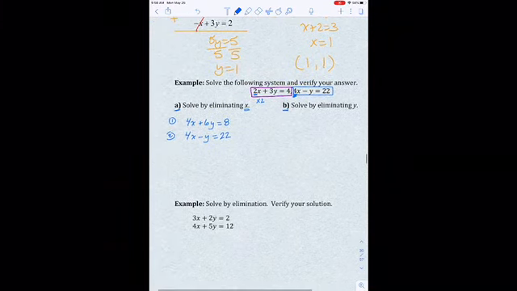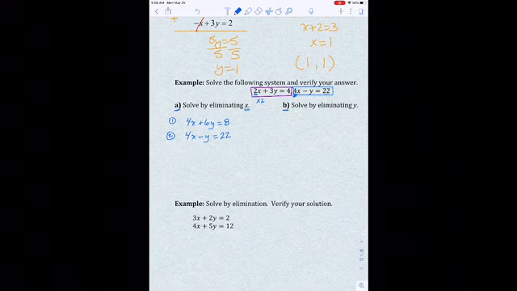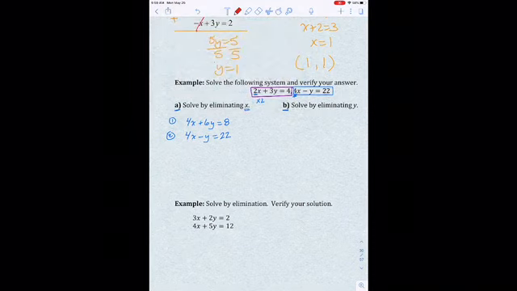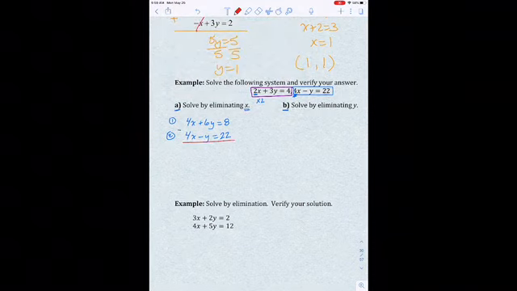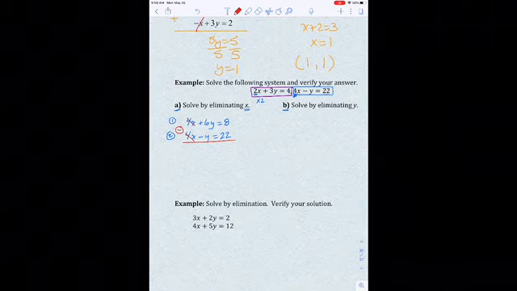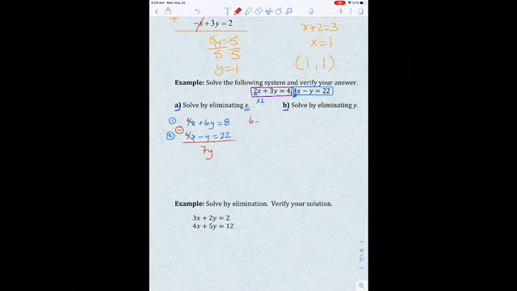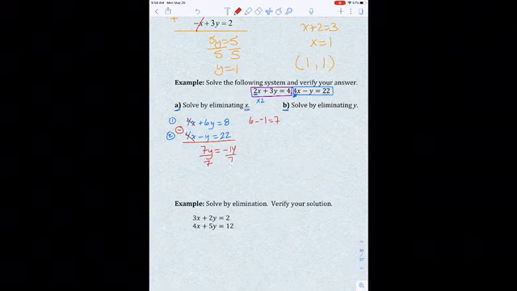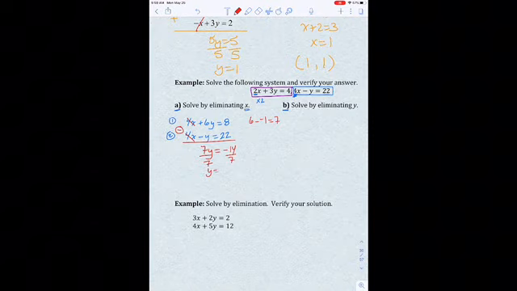Now, if I wanted to eliminate the x's there, I would subtract. We're going to subtract our equations, so I'm going to put a minus sign in front. 4x minus 4x would be 0, right? And then 6y minus -y would be 7y. 6 minus -1 is 7. And then 8 minus 22 is -14. Dividing both sides by 7, we get y is equal to -2.